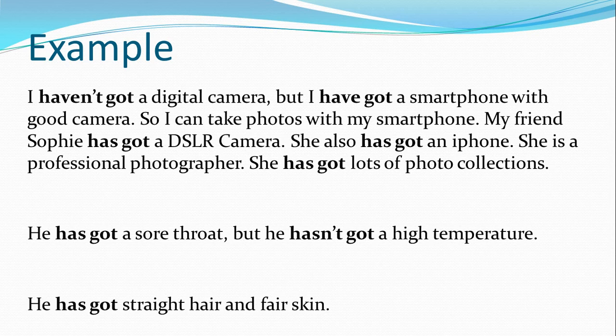My friend Sophie has got a DSLR camera. She also has got an iPhone. She's a professional photographer. She has got lots of photo collections. What about illnesses? He has got a sore throat, but he hasn't got a high temperature. What about characteristics? Well, he has got straight hair and fair skin.